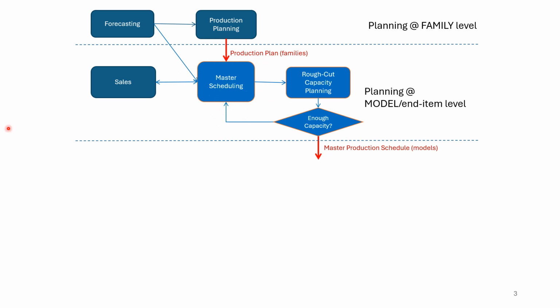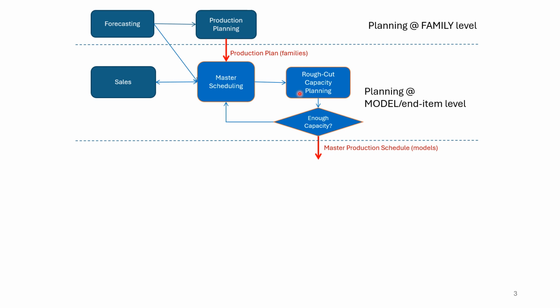And the second factor affecting the master schedule is rough cut capacity planning. After determining what sales we need, we then move on to rough cut capacity planning. This is a quick check to make sure we actually have the resources to meet our production goals.